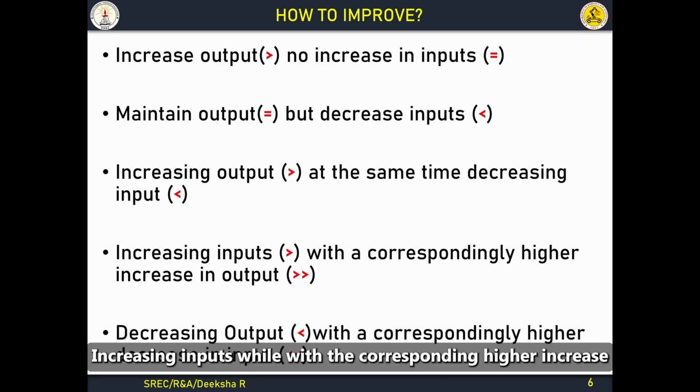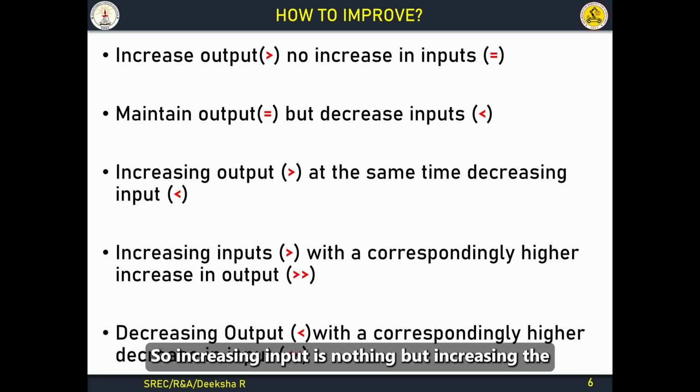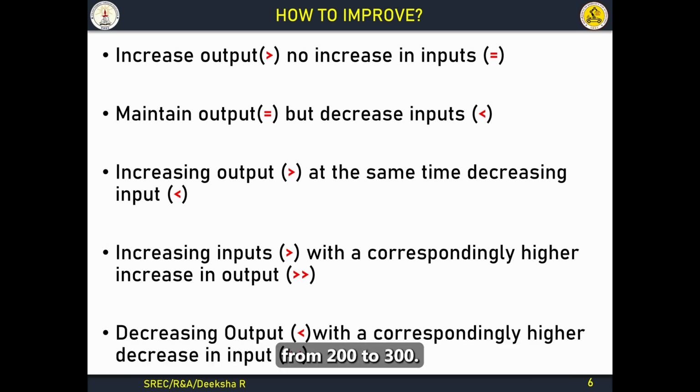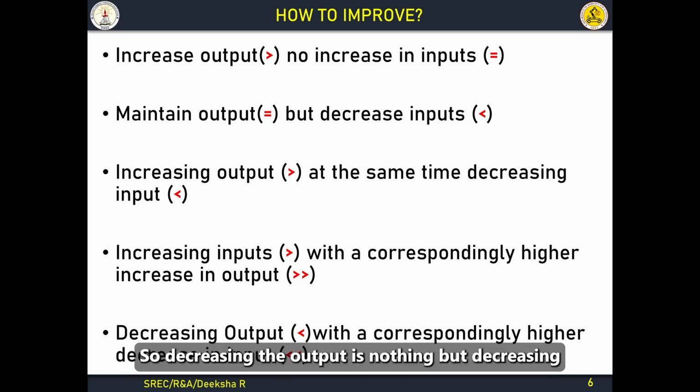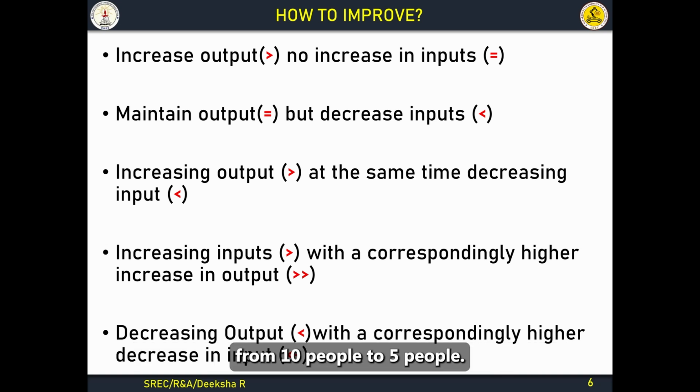The fourth is increasing inputs with a correspondingly higher increase in output. Increasing input is nothing but increasing the number of people. Here, instead of 10 people, 15 people work, and the output also increases from 200 to 300. The fifth is decreasing the output with a correspondingly higher decrease in input. Decreasing the output is decreasing the quantity of garments from 200 to 150, and the input is also reduced from 10 people to 5 people.